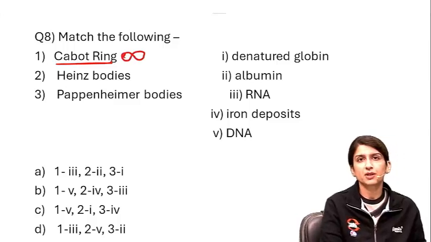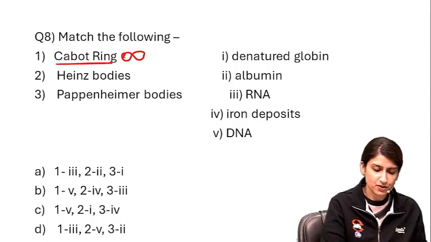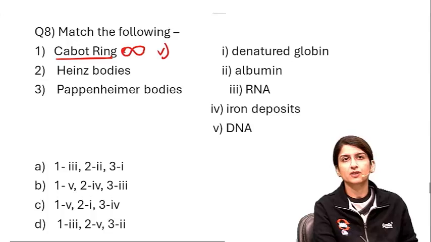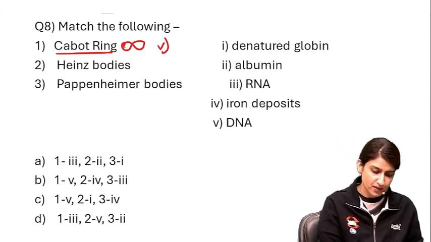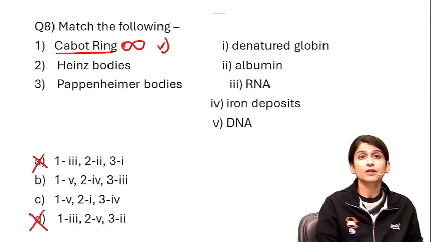This is nothing but a DNA remnant. So it is 1 is going to be 5. You see this in megaloblastic anemia, right? So 1 का 5. तो ये कटा और ये कटा.